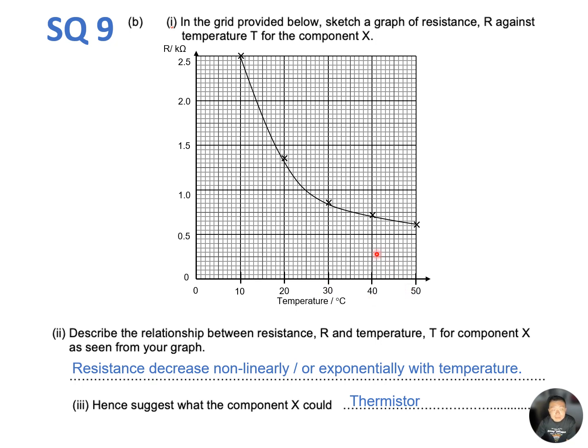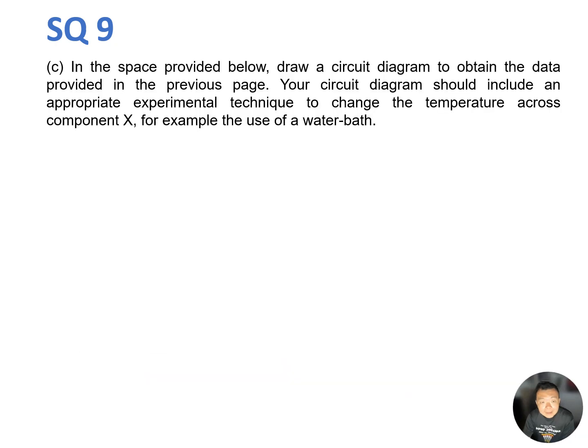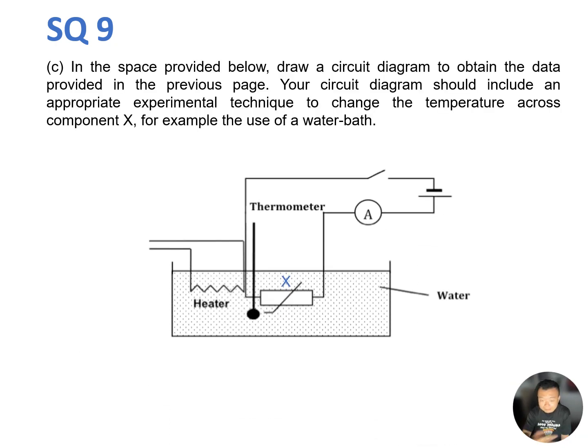And by default, when you have a component where, once you heat it up, the resistance surprisingly decreases, it must refer to a thermistor for O-level physics. So that's a thermistor. And for the experimental setup, there are a lot of these kinds of questions recently, so just familiarize yourself. There are some hints given.